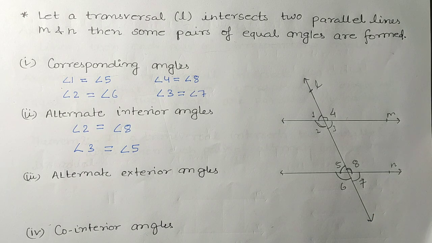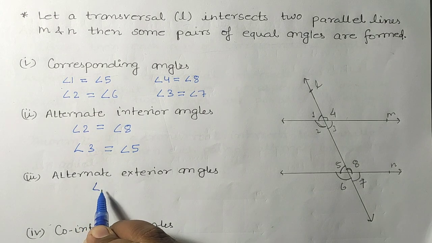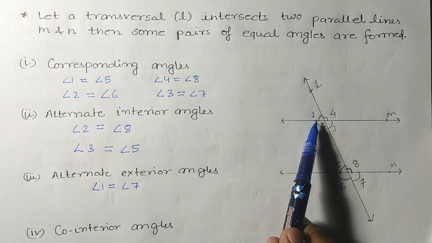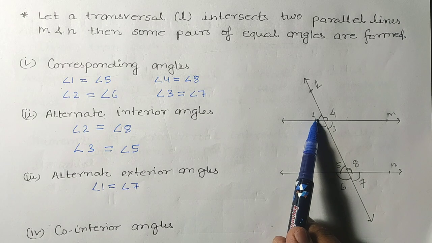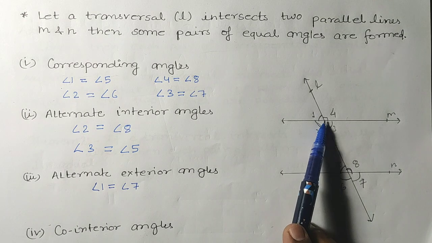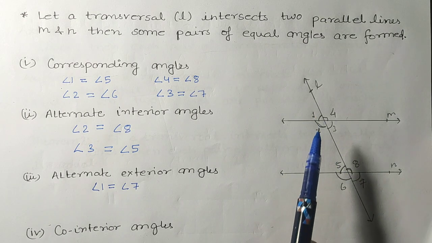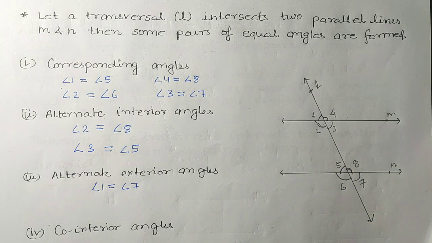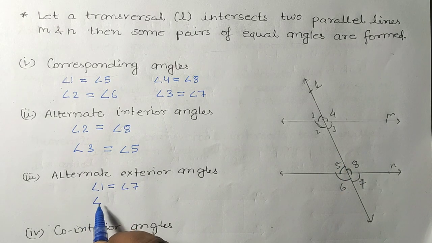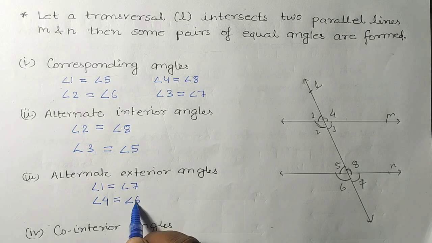So here, what will be the pair of alternate exterior angles? Angle 1 will be equal to angle 7. See, on one side of the transversal angle 1 is there and on the other side of the transversal angle 7 is there, and both are outside of these two lines. So these will be a pair of alternate exterior angles. The other pair will be angle 4 is equal to angle 6.